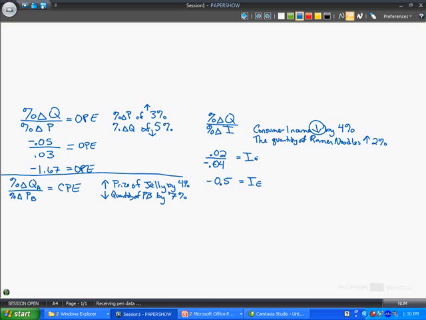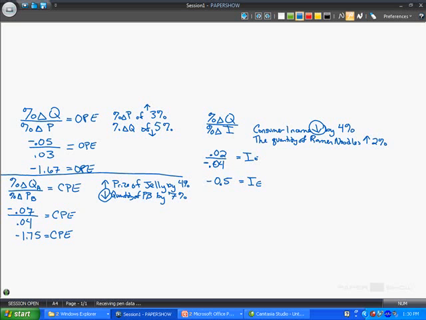And I want to know the cross-price elasticity. So again, we're going to fill out our equation with numbers. The percent change in the quantity of peanut butter is 7%, and we have a decrease, which means we need a negative sign. We have an increase in the price of jelly of 4%. So 0.07 divided by 0.04 means that cross-price elasticity is going to be negative 1.75.